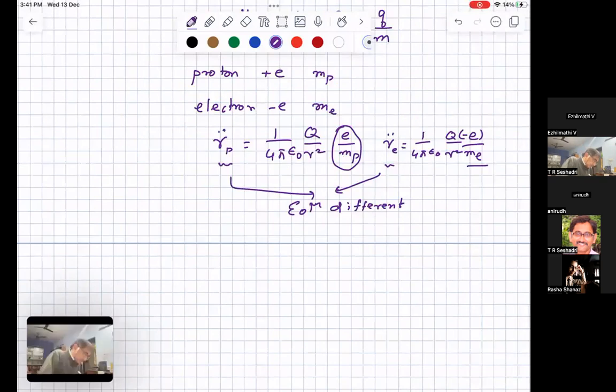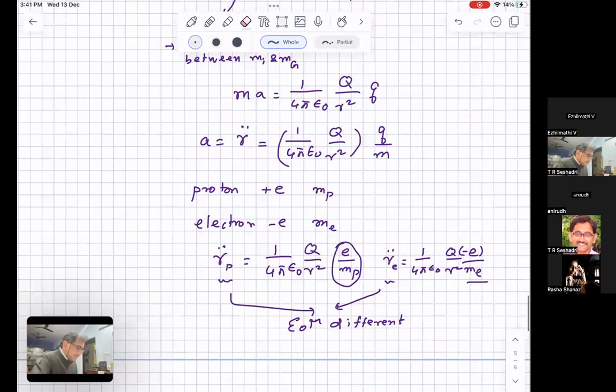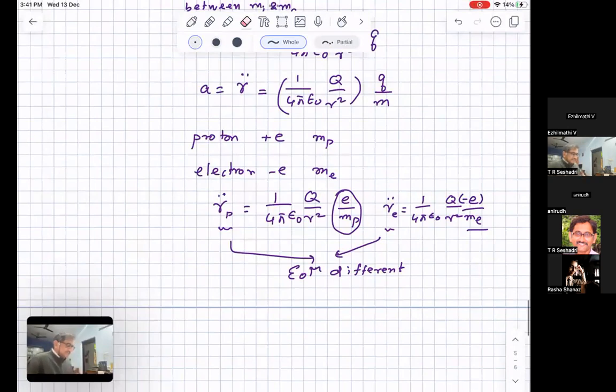And that is why, in the case of electrostatics, you need to know the mass and the charge to find the trajectory. In the case of gravity, I don't need to know any of these details. So it is more universal for all particles. Okay.